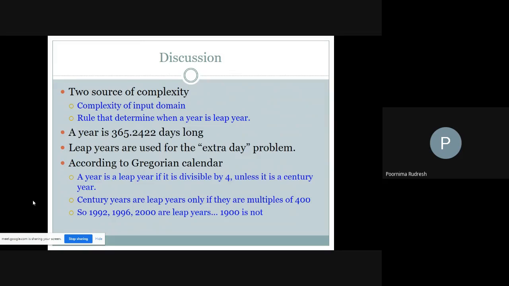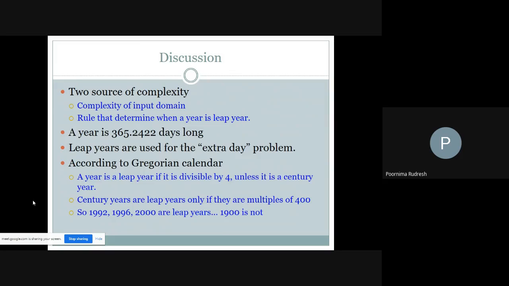Okay, because as we know, a year is how many days long? Normally we'll say that it is 365 days, but actually the year is 365.2422 days long, and hence every 4 years we get a leap year, because that becomes 366 days. Okay, so leap years are used for the extra day problem that we have to consider. And according to the Gregorian calendar, if the year is divisible by 4, then we say that it is a leap year.